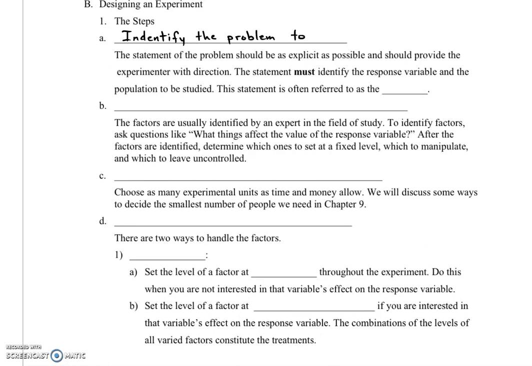So the statement of the problem should be as explicit as possible, meaning we should provide as many details as we can and should provide the experimenter with direction. The statement must identify the response variable and the population we intend to study. This statement is often referred to as the claim.